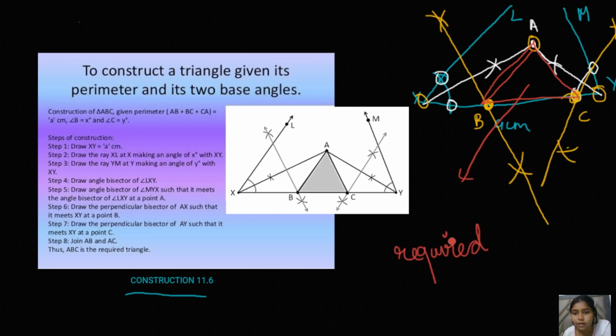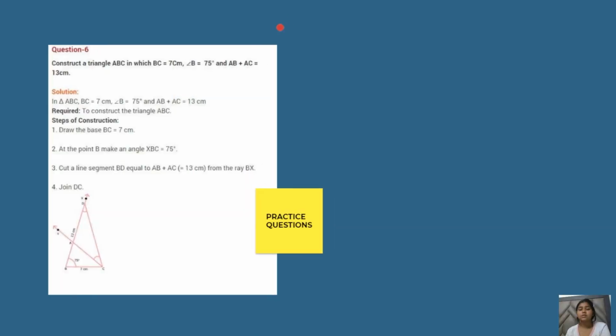Am I right? I know this is a complicated one, but it is very easy. You just have to draw the line segment, then draw particular angles at both ends of the line segment. Then draw the angle bisectors of both. Wherever they meet, let this point be A. Then draw the perpendicular bisector of both these bisectors, and wherever they meet, they will form the triangle whose perimeter is given and whose two base angles are given. Okay, so this is the last construction.